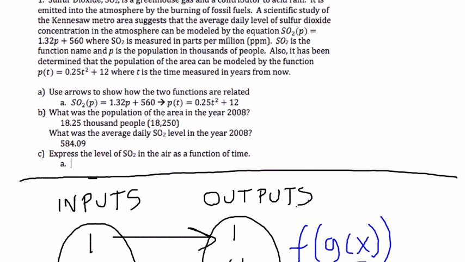But the one it looks like you're stuck on is C, where it says express the level of SO2 in the air as a function of time. So you have SO2 as a function of population, you have population as a function of time. So that's where you're going to actually go ahead and compose the functions.